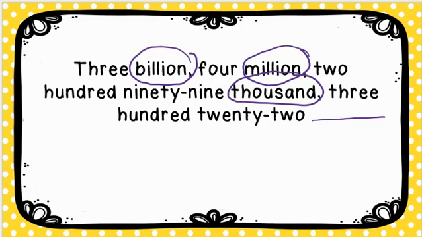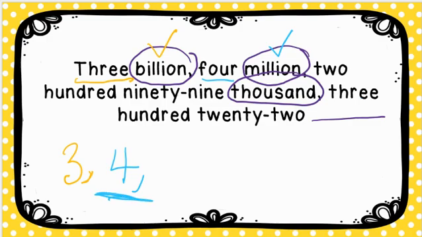So here we have 3. So we're going to write a 3. Then we have billion. So we're going to put a comma there. Let's see what we have next. Next we have 4. So we're going to put a 4. Then we have million. Hold on. Does that look right to you? Absolutely not. Why can this 4 million not be written like that?